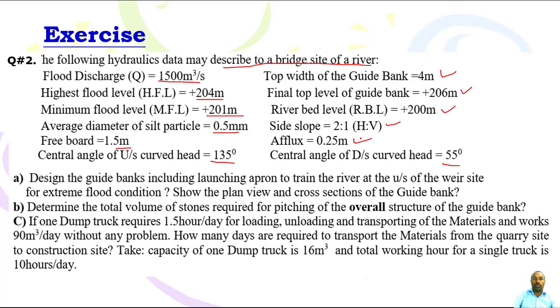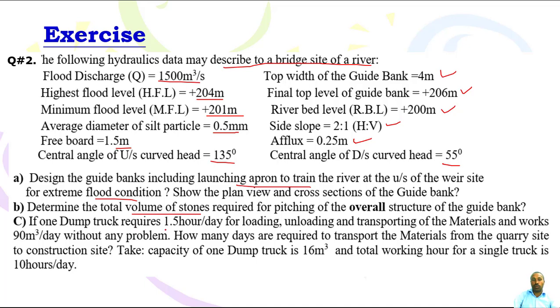Then the task is to design the guide bank including launching apron to train the river at the upstream side of the weir site for extreme flood condition, and also show the plan view and cross section of the guide bank, and determine the total volume of stone required for pitching the overall structure of the guide bank, which means the volume of the shank portion plus the volume of the curved portions we will add.